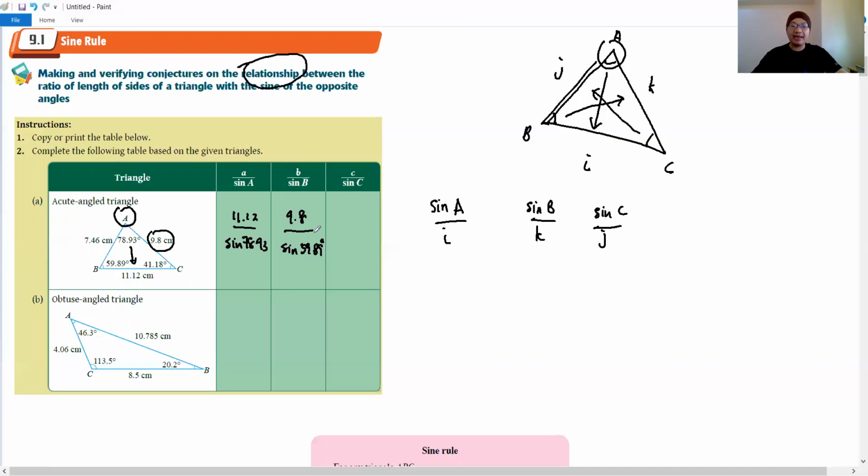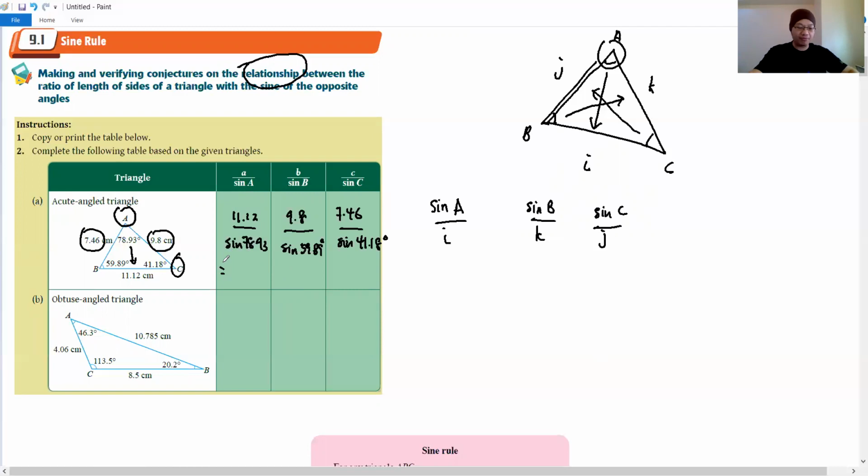Degrees. And the third equation here is C. The angle C here, the partner is 7.46. So 7.46 over sine 41.18. Okay, guys, after we list these, calculate and find the value. How much is this value?